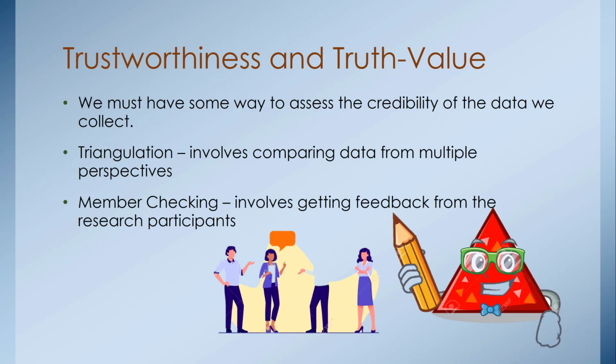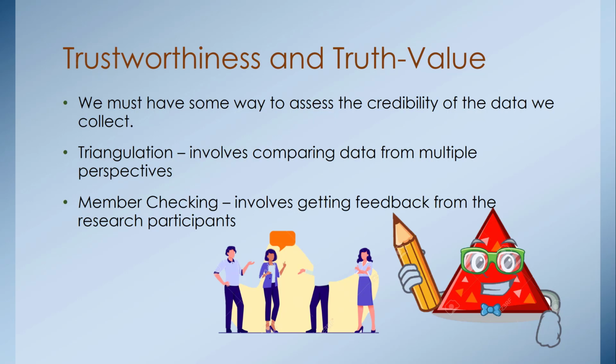And one way is what's called triangulation, and this involves comparing data from multiple perspectives. So we may have an interview process, and based on that, we may look at client records, we may look at other data that could be available to verify what the individuals are telling us. And we also do member checking.